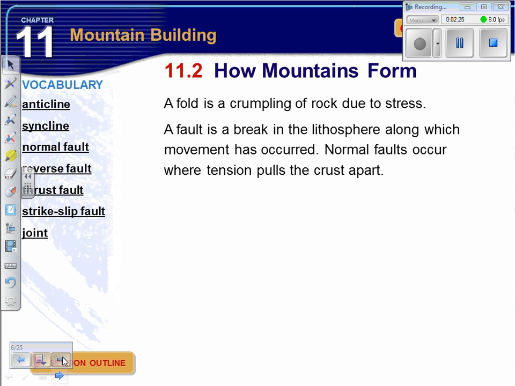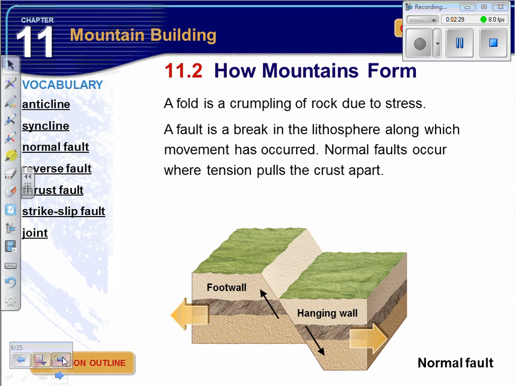Normal faults occur where tension pulls the crust apart. This is an example of a normal fault, and again notice that the stress is in opposite directions. The hanging wall falls in relation to the footwall, and the footwall remains where it is. The hanging wall falls in a normal fault.